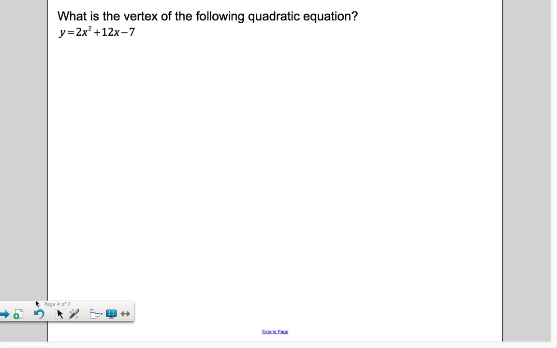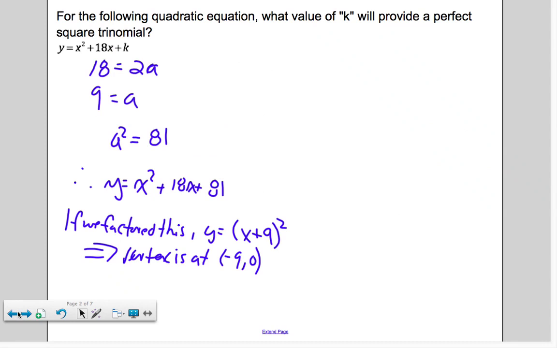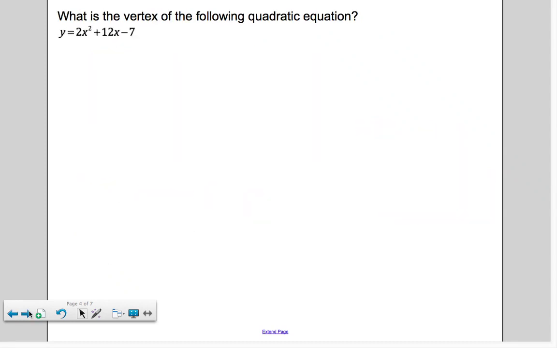So what we want to do is try to get that first term to be a perfect square. Well, what number can we change that to be a perfect square? What did we use the first time? What did we use over here? What was the coefficient of the x squared there? 1, right? So what we'll try to do is a partial factor here. So we get y is equal to 2 times the quantity x squared plus 3x, minus 7.